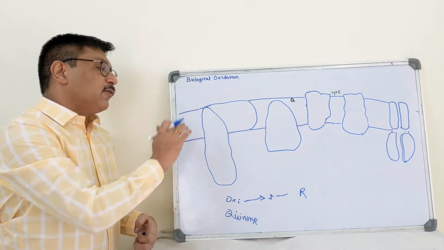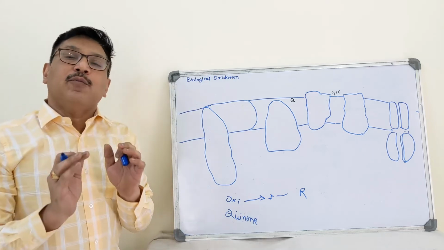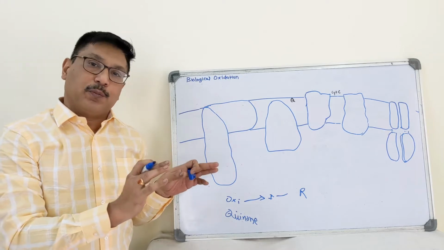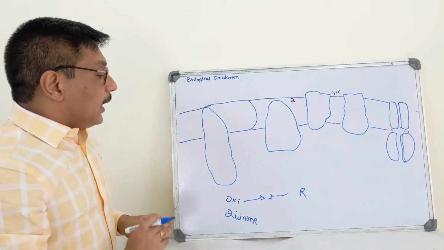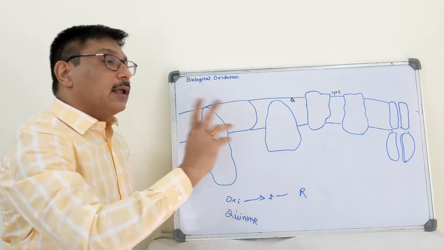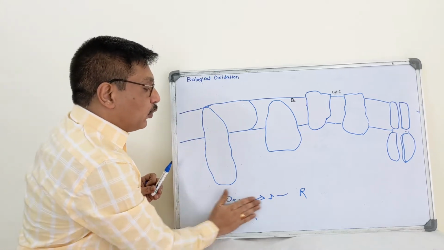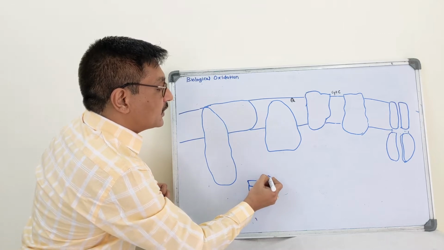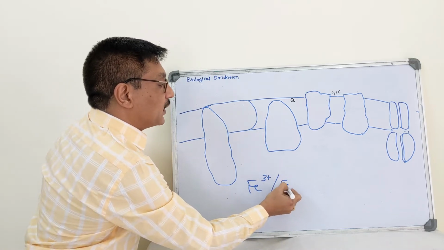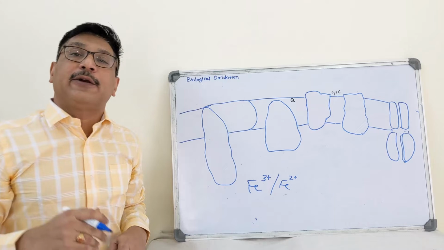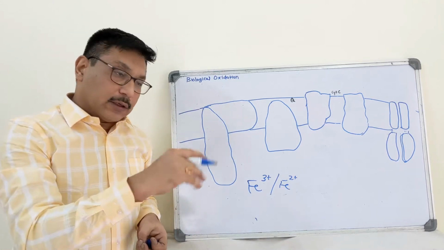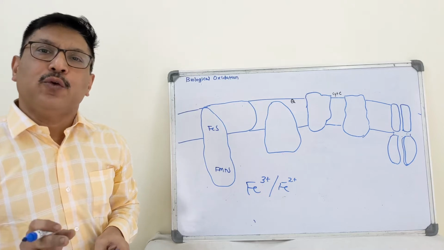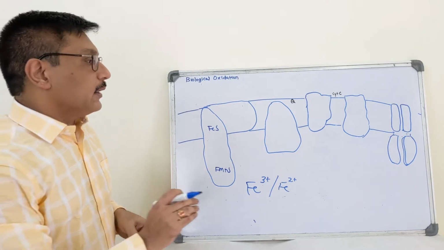In the iron sulfur protein, the iron is attached to the protein with the help of the sulfhydryl group of cysteine, and this iron oscillates as Fe3 plus and Fe2 plus, thereby transporting electrons to other molecules.